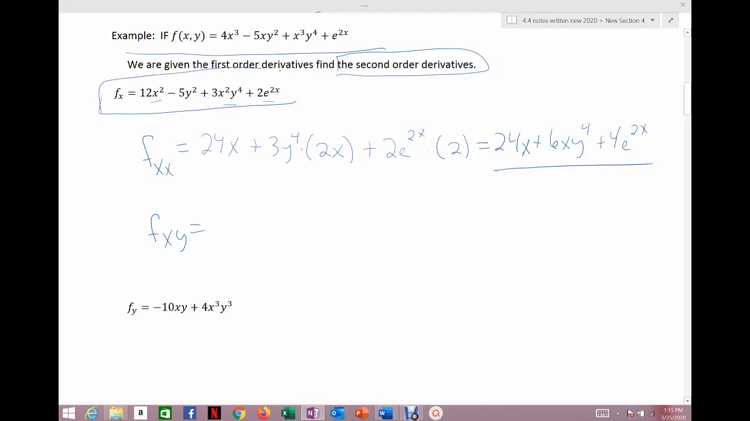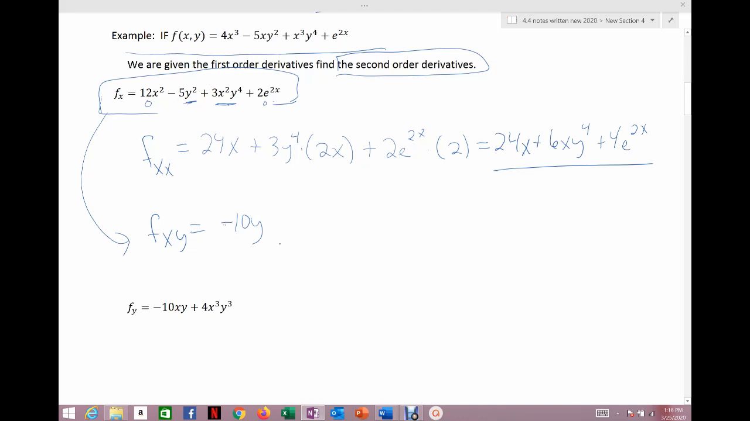Alright, still looking at this function, but now I'm going to take its derivative with respect to y. So I'm only going to look at the y part. There are only two terms with y's. Again, this is going to zero away and that's going to zero away because there's no y part. And so it's just the negative 5y squared, which is 10y to the first.